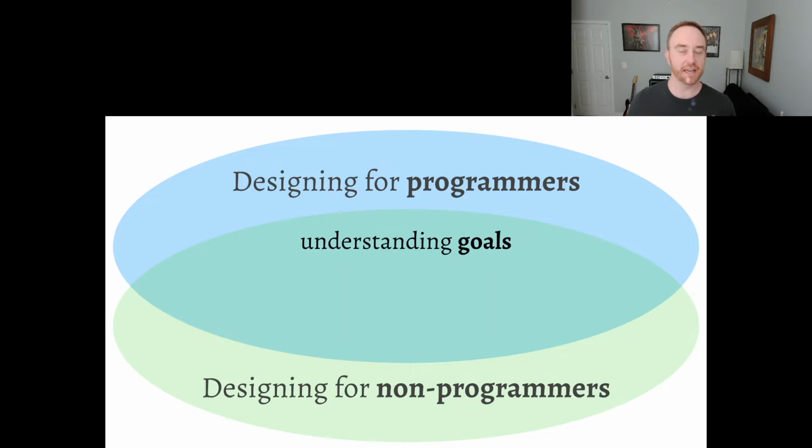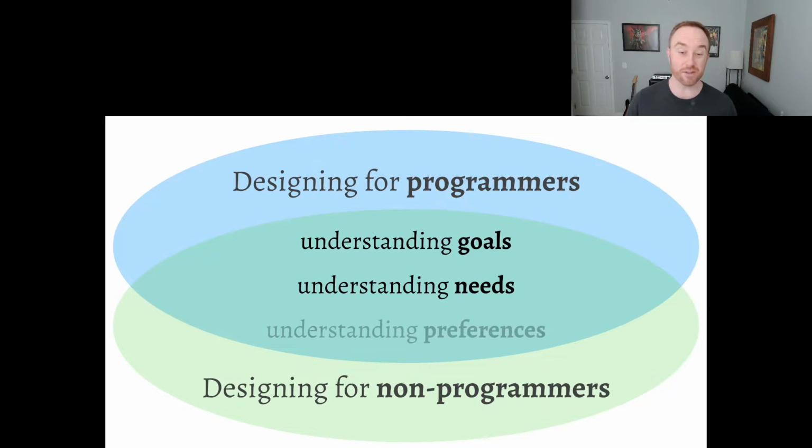Both of them involve understanding the goals of the people using the software, also understanding the needs of the people using the software, and those sometimes can be in tension, and also just understanding the preferences of the people using the software. One of the things I'm always saying is that programmers have preferences, and it's okay to understand that sometimes a design that works perfectly great for some people, other people might not like it, and that's okay.